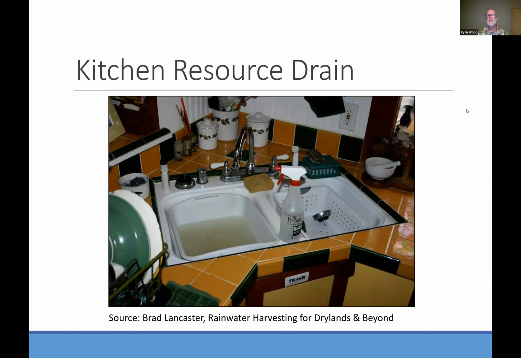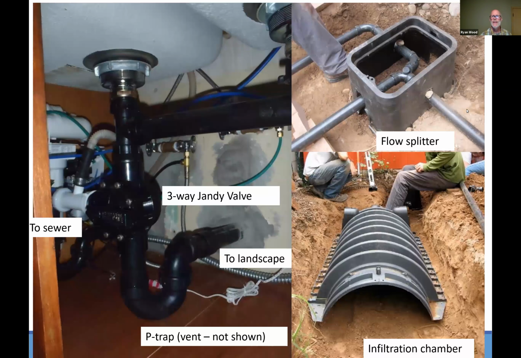And that little tub is definitely an easy way of doing it. Another way is setting up a kitchen resource drain. Now, a kitchen resource drain through the Arizona State Department of Environmental Quality, putting in a kitchen resource drain is an acceptable method, as long as there's not a sewer connection within 600 feet.